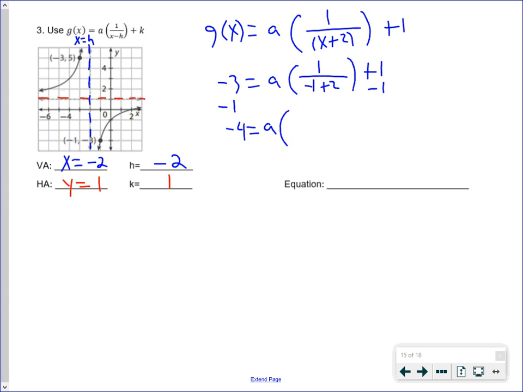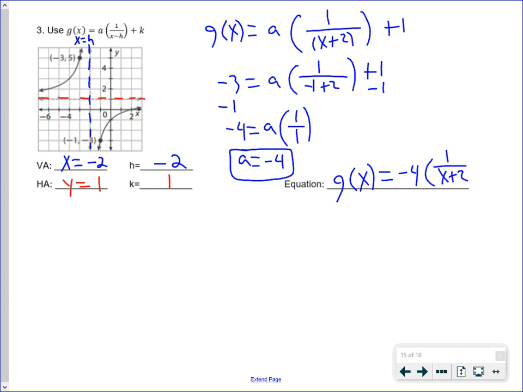2 plus negative 1 is just going to be a positive 1. So we get 1 over 1, or really just 1. So our a value is negative 4. All right, so we have our a term, our h term, and our k term. We can put all of those into the original equation. So we have g of x equals negative 4 times 1 all over x plus 2, plus 1. So that's the equation for number 3.